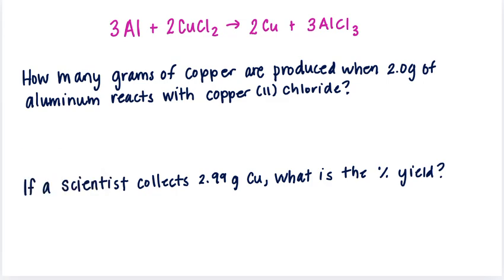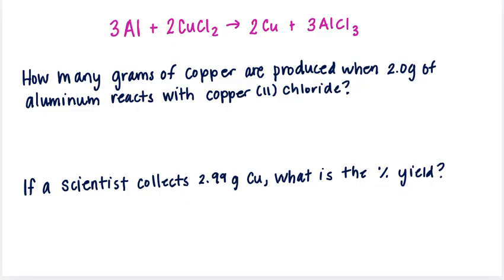All right, in our first problem, we have aluminum reacting with copper(II) chloride to give us copper and aluminum chloride as our products. I already have the balanced equation written, and that is your first starting place. Now, the question asks how many grams of copper are produced when 2 grams of aluminum reacts with copper(II) chloride. All right, so this is just a normal stoichiometry problem right now.